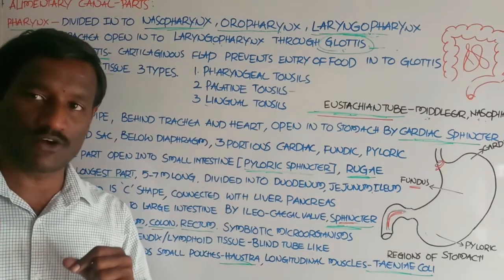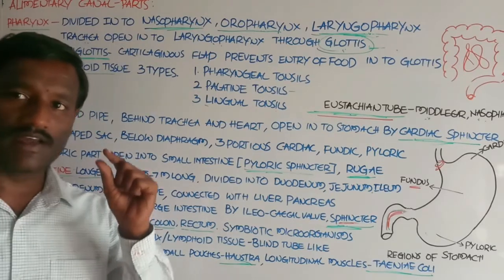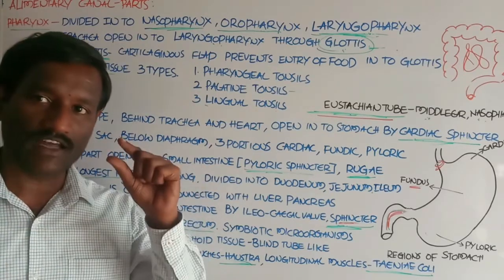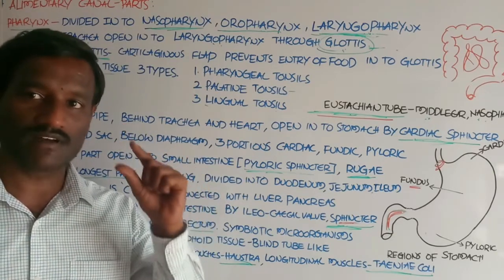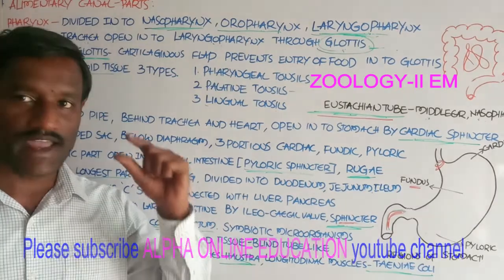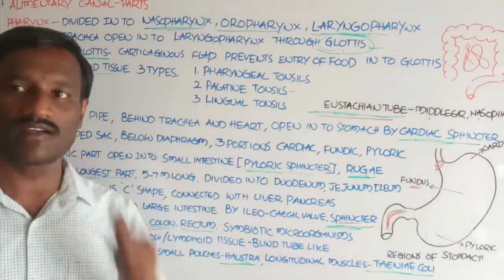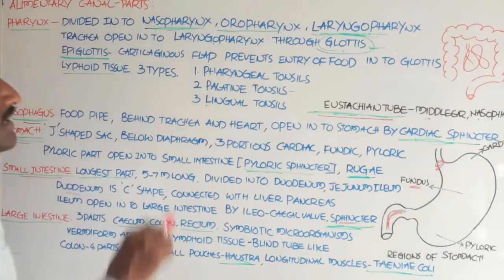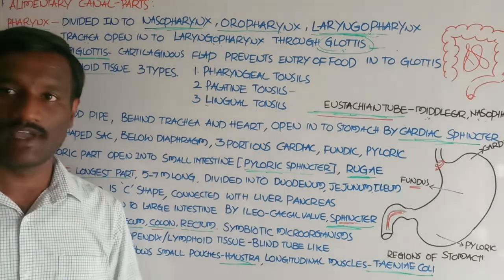The anus opens outside by the help of two sphincters: the internal anal sphincter and the external anal sphincter. The internal anal sphincter consists of smooth muscles. The external anal sphincter consists of voluntary muscles. Okay, students, this is an account of the parts of the alimentary canal.